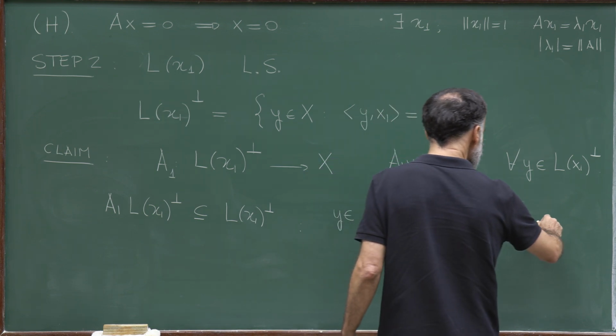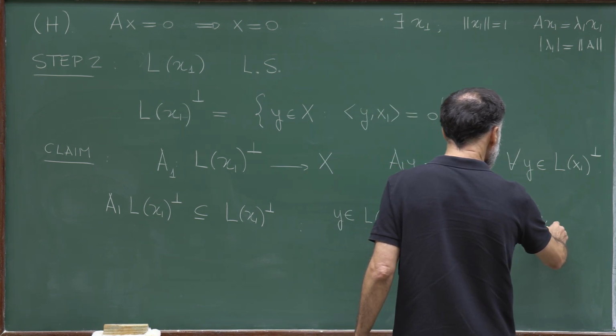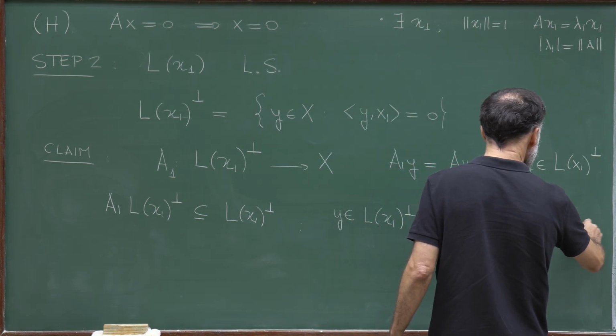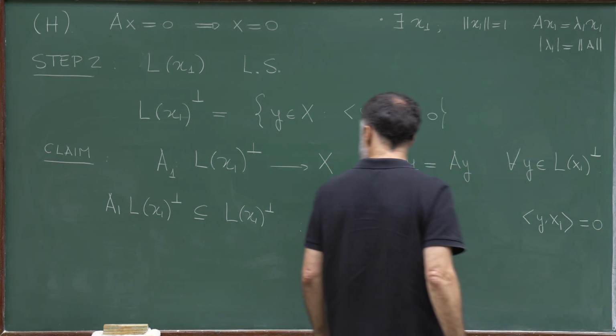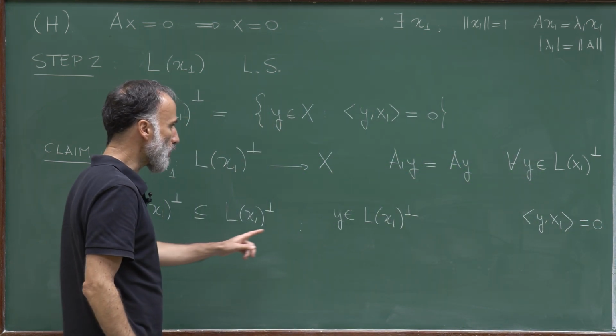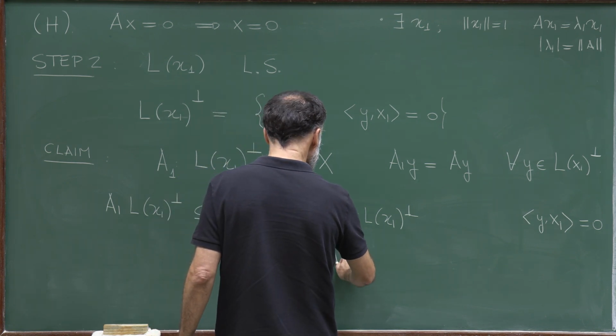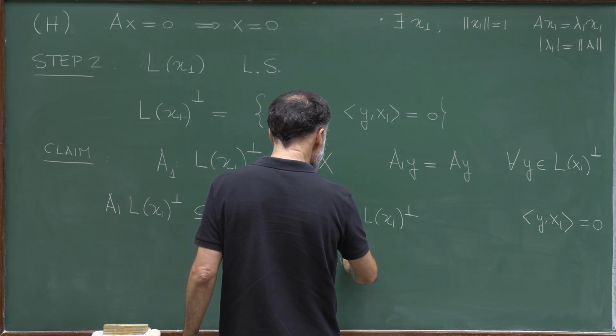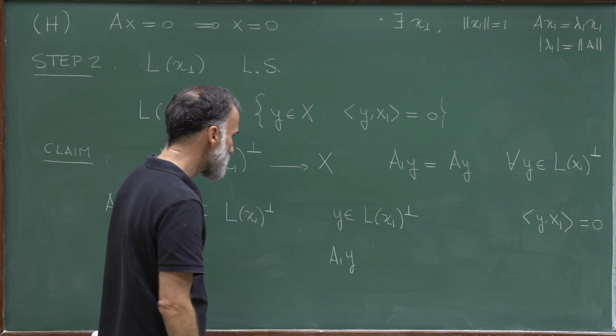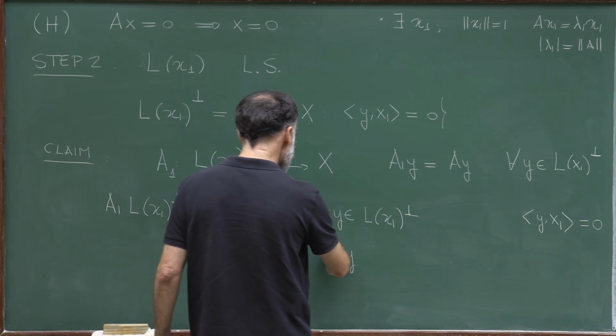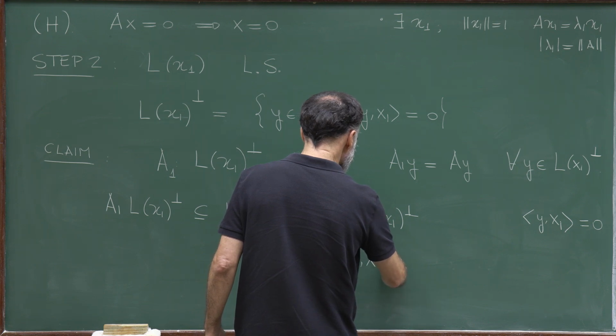Which means that y is orthogonal to x1. And let's prove that A1 of y belongs to this same space. So to prove that A1 of y belongs to this space, I have to show that A1 y is orthogonal to x1.